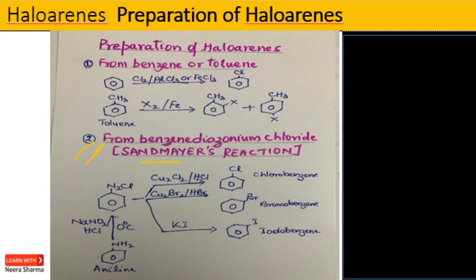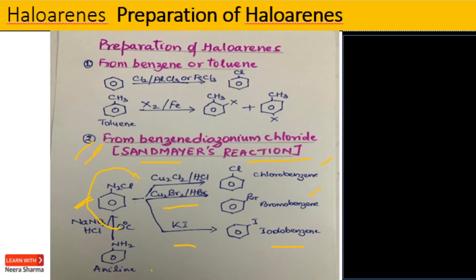And the second one is preparation from benzene diazonium chloride. This reaction is also called Sandmeyer's reaction. This C6H5N2Cl is called benzene diazonium chloride. If I treat it with Cu2Cl2/HCl, I get chlorobenzene. With Cu2Br2/HBr, I get bromobenzene. And for iodine, I treat it with KI, I get iodobenzene. And how do we prepare this benzene diazonium chloride? If I take aniline and treat it with NaNO2/HCl at 0 degree C, I will get benzene diazonium chloride. This Sandmeyer's reaction is important.